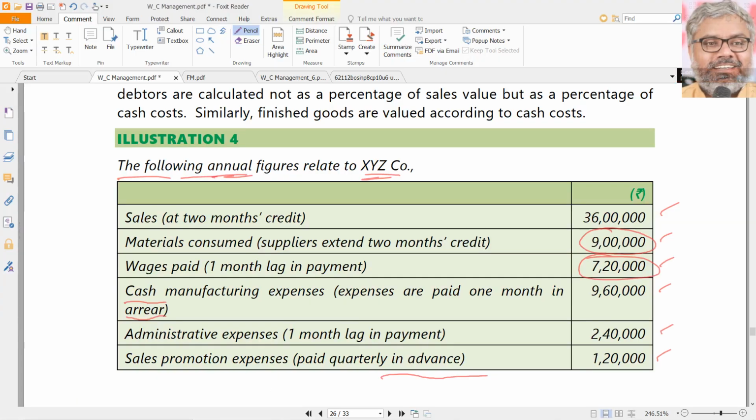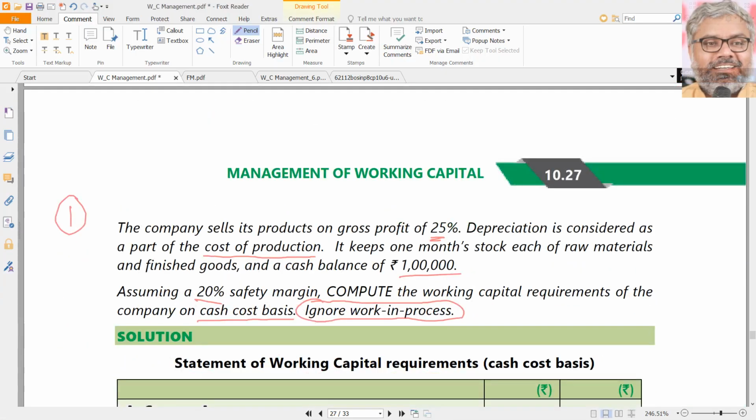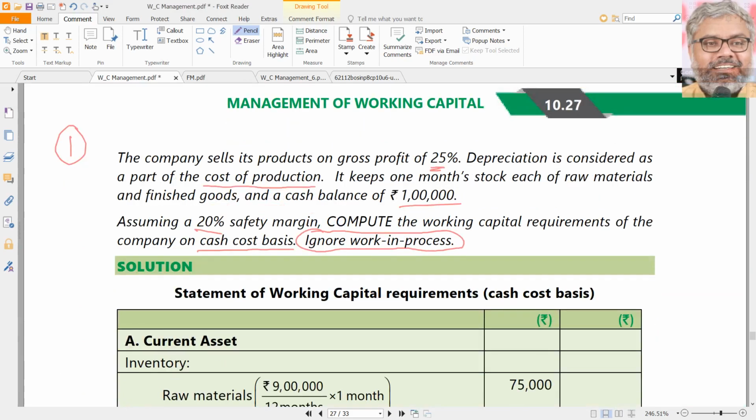Then another information here given is about gross profit. Look at this. Gross profit is mentioned as 25%, and it is said that depreciation is considered as part of the cost of production. But do we consider it? No, we will not consider it, because we are going to take it as cost basis for working capital requirements. But it is a cost, right? For the normal cost sheet, depreciation is a cost.